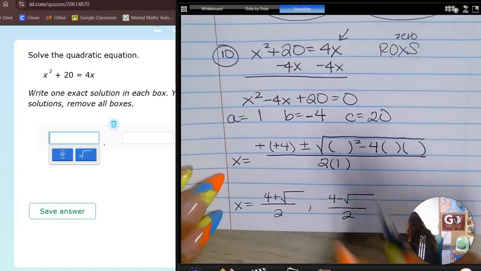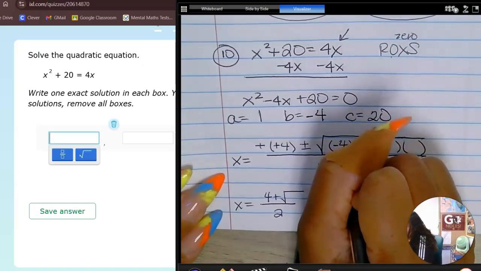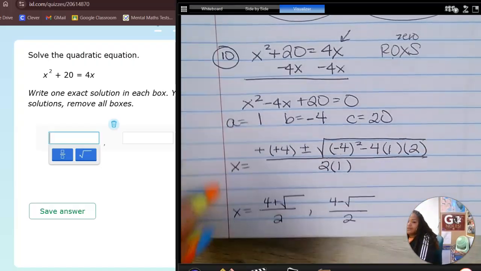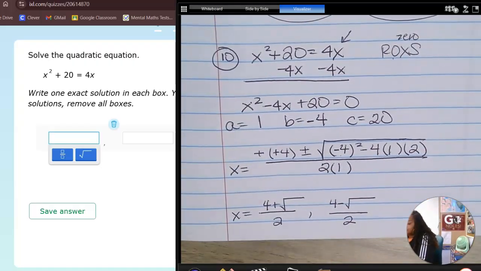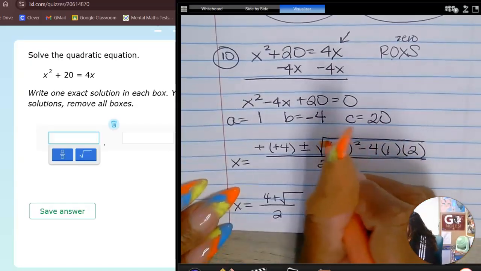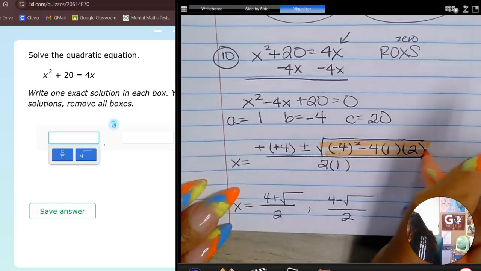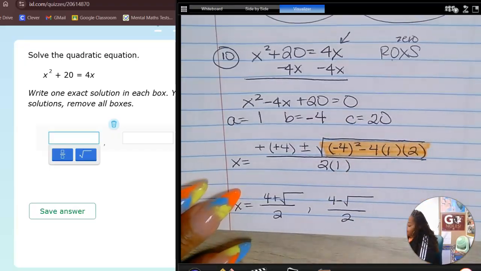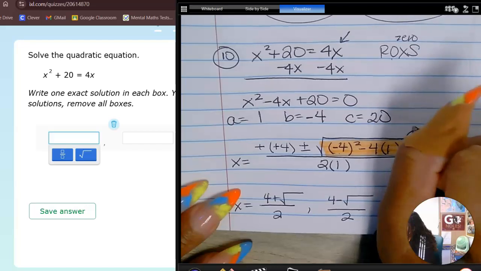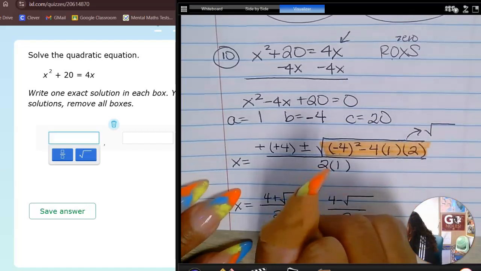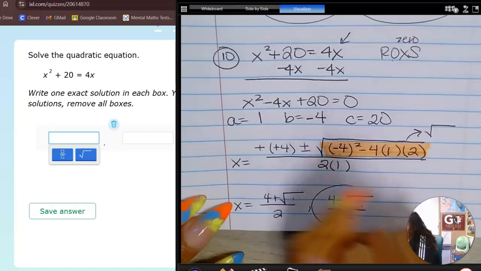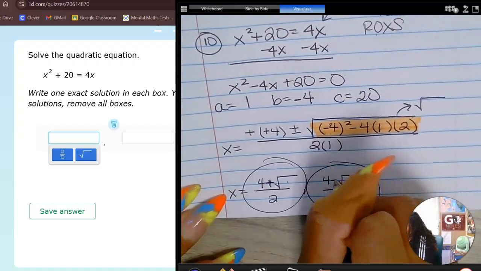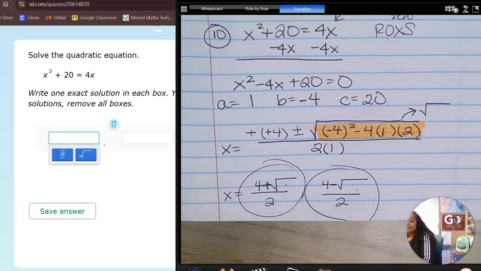You said negative 4, 1, and 20. Then we're going to type this into Desmos. And then whatever number we get here, we're going to put in a little radical, and then it's going to come down here and here, and I'm going to type that into IXL and get it right. And that's it.